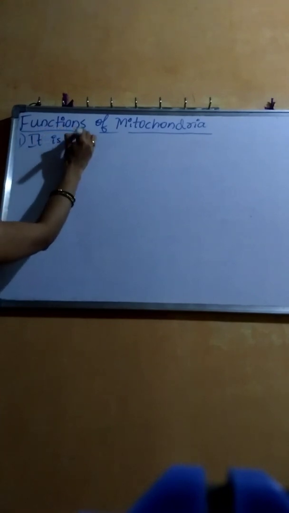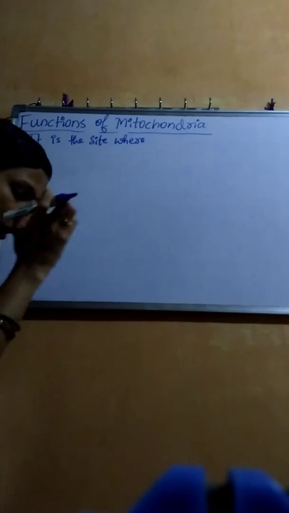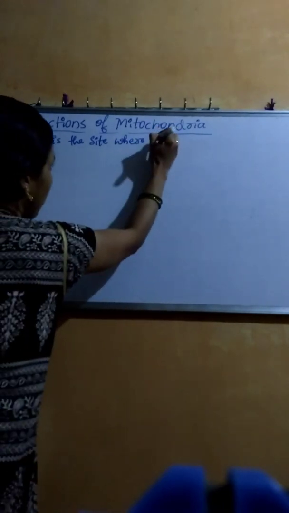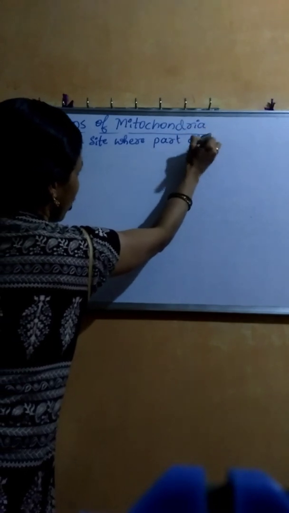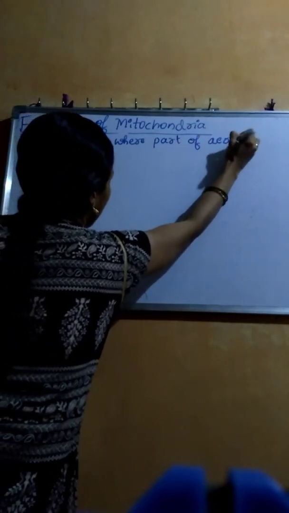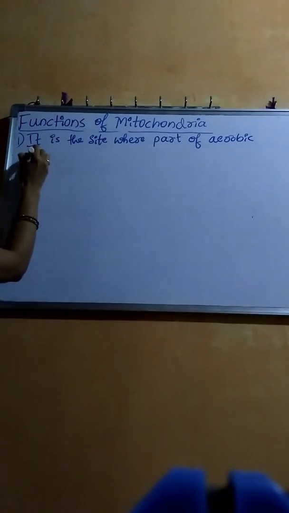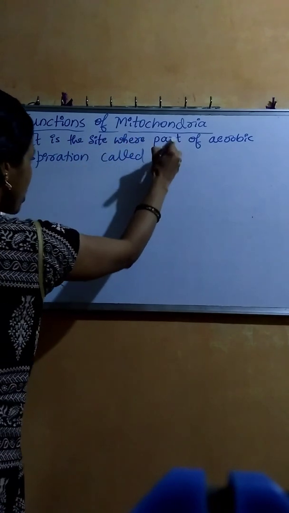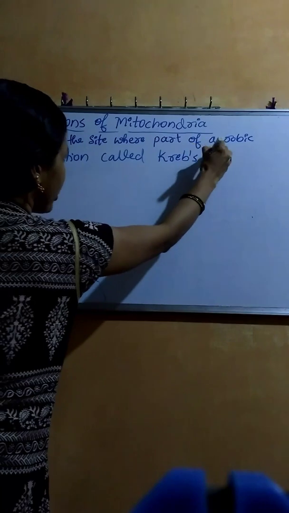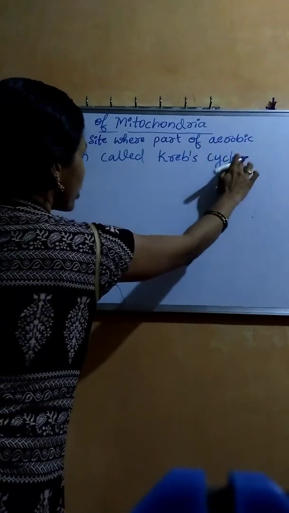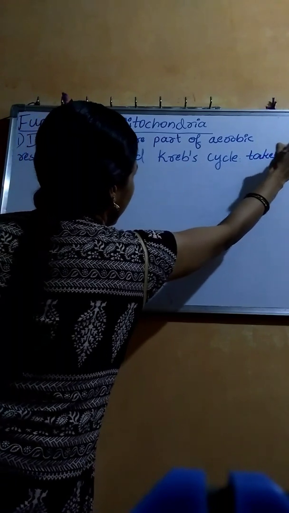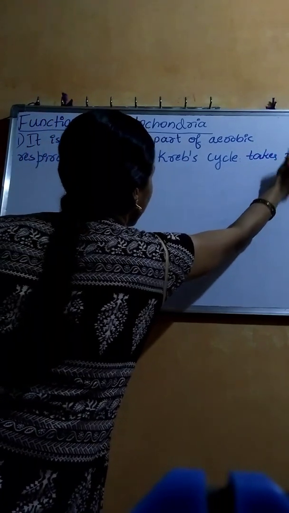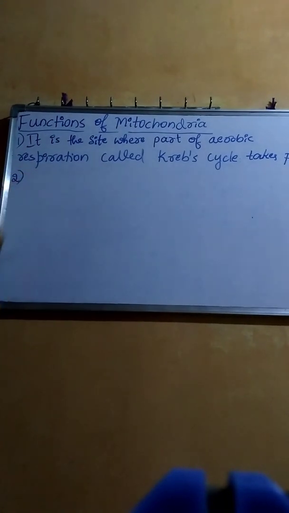Mitochondria is the site in which a part of aerobic respiration called the Krebs cycle takes place. First function: mitochondria is the site of aerobic respiration, particularly the Krebs cycle, which comes under aerobic respiration, takes place in mitochondria.